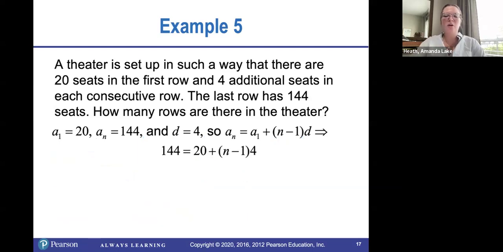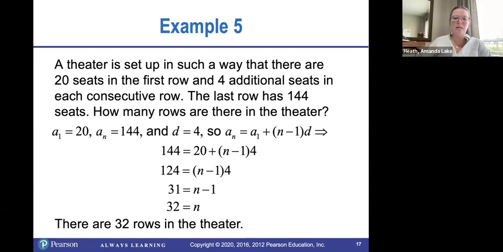All right. So this gives us that 144 seats is given by the original number of seats plus n minus 1 additions of 4. So we can solve this algebraically by subtracting 20 from both sides and then dividing by 4 on both sides, finally adding 1 to both sides. So there are 32 rows in the theater.